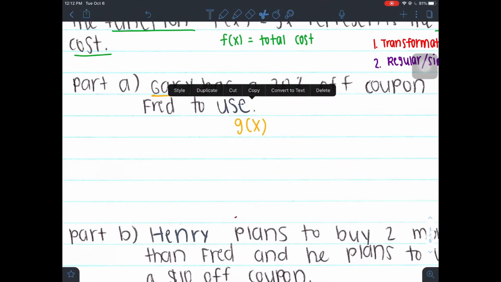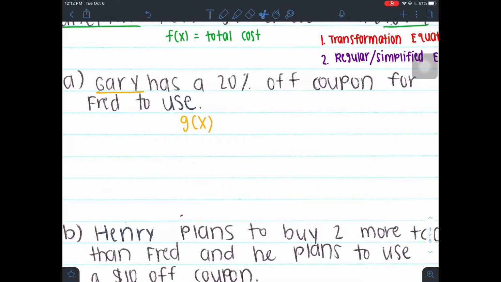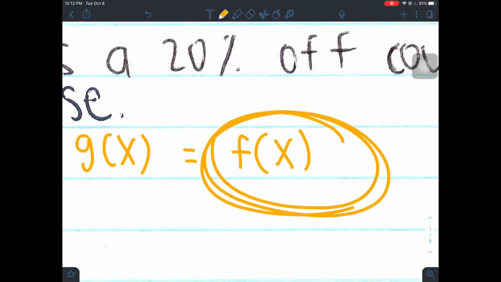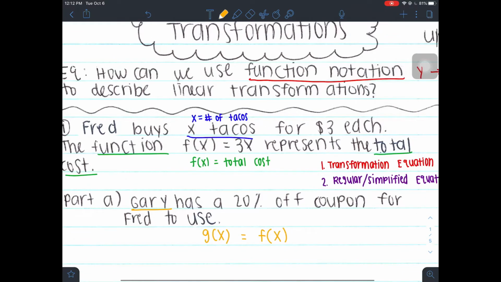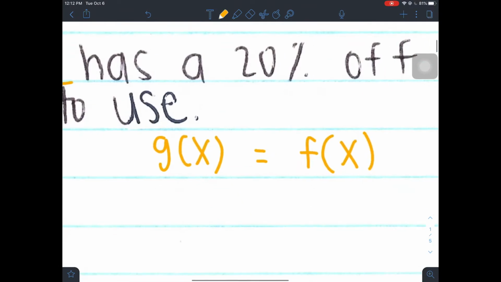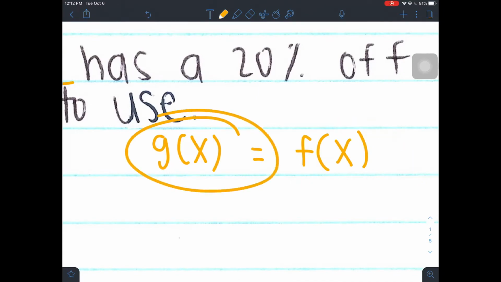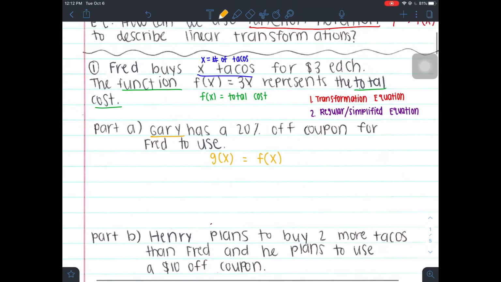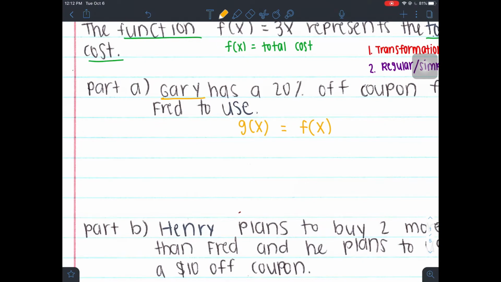Okay? All right. Now, what do we know about Gary? Gary has a 20% off coupon for Fred to use. So let's go ahead and just set them equal. But g of x equals f of x. So I haven't done anything. Right now, they're equal to each other. So right now, I'm saying Gary and Fred are just paying the same amount as each other. Nothing new, right? And remember, f of x represents the total cost for Fred. So right now we're just saying that the total cost for Fred is the same cost that Gary's going to have.